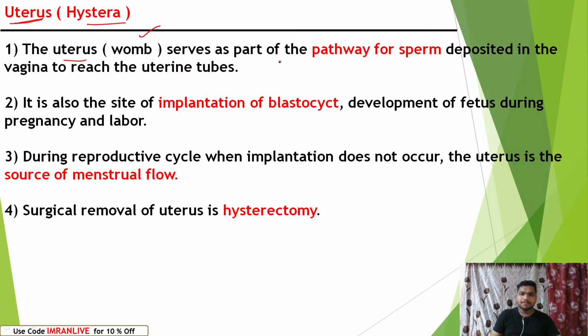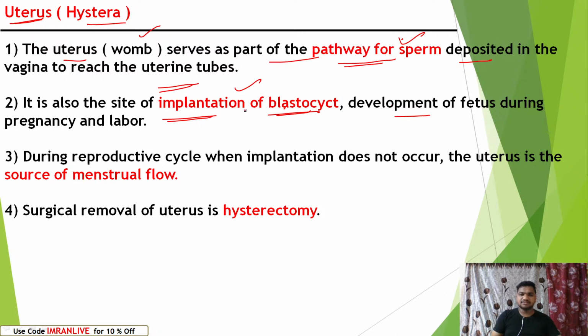The uterus serves as part of the pathway for sperm. Generally, when sexual intercourse occurs, the sperms enter the female reproductive tract. Then through the uterus they reach the fallopian tube, because the fallopian tube is where fertilization takes place. Before reaching the fallopian tube, the sperms must cross the uterus, right? After deposition in the vagina, they must cross the uterus to reach the uterine tube. It is also the site of implantation of the blastocyst. Blastocyst is nothing but when the zygote forms and sticks on the uterus. This process is called implantation, right?